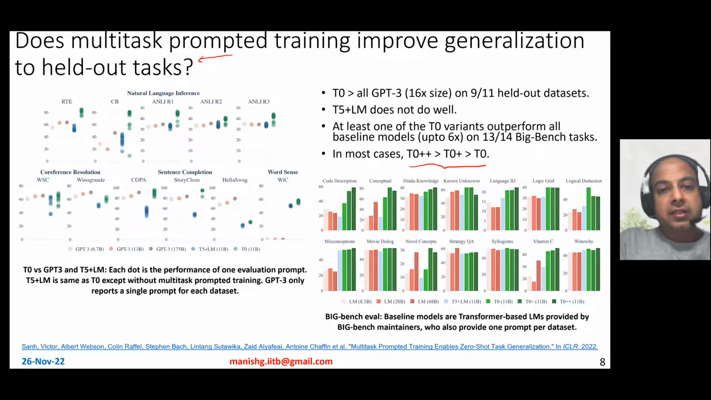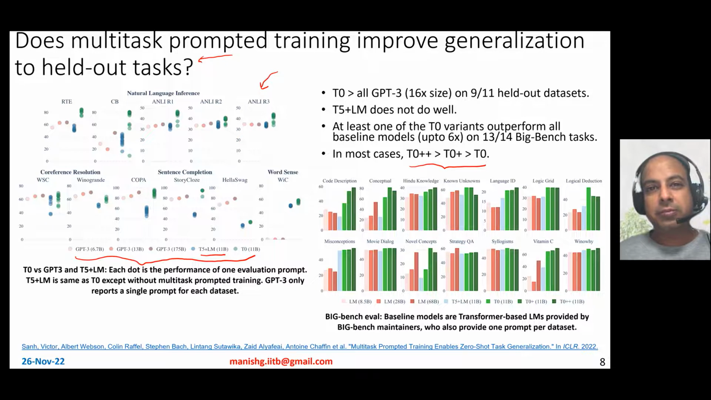Here on the left picture, there is a comparison with GPT-3 models of different sizes, and a comparison with the T5 model, T5+LM, which is the language-model-adapted T5 model. Remember, the T5 model is just trained on a masked language modeling kind of loss, but it's good to also train further on next word prediction loss. That is why the T5+LM model is used as a baseline here, and then you compare it with the T0 model. The T0 model is an 11 billion parameter model, way smaller than the GPT-3 175 billion parameter model, almost 16 times smaller. But the T0 model is trained in a prompted multitask manner.